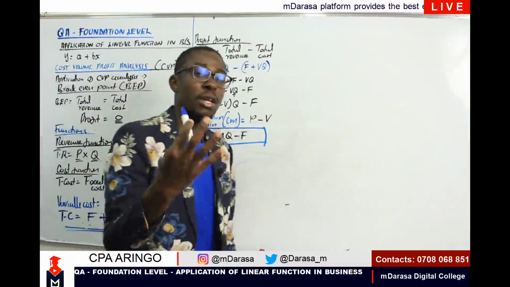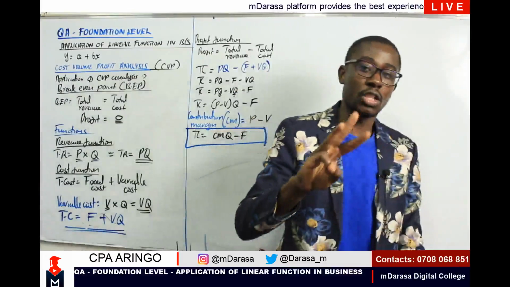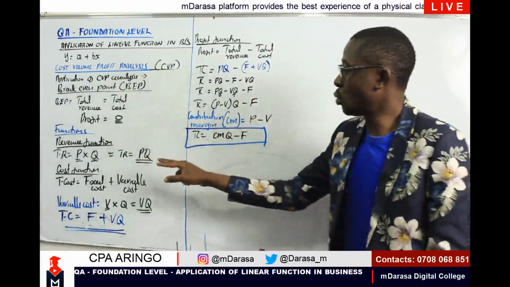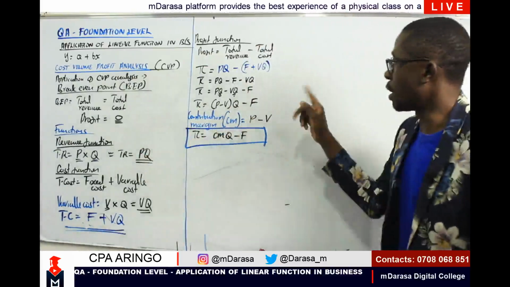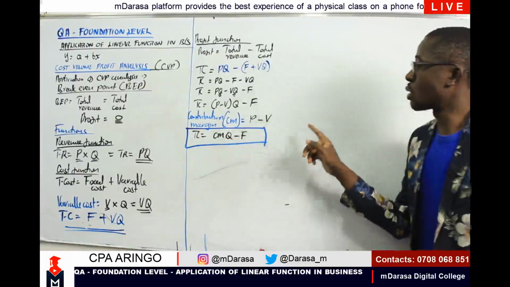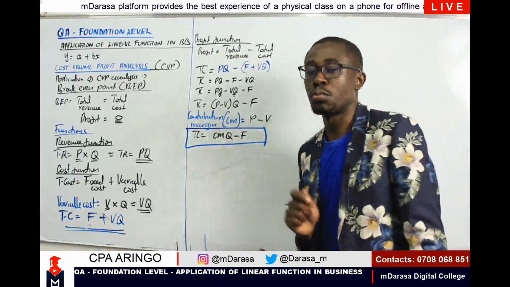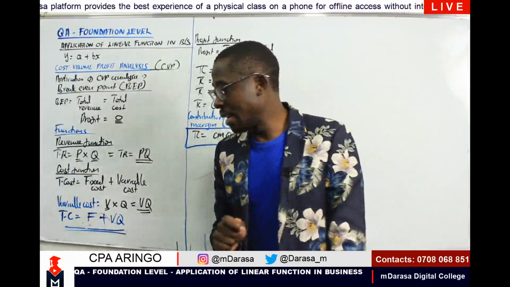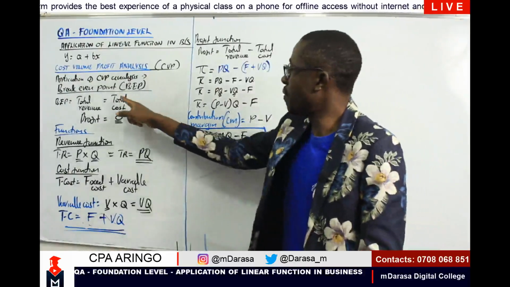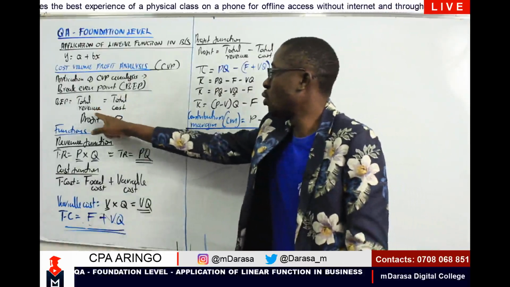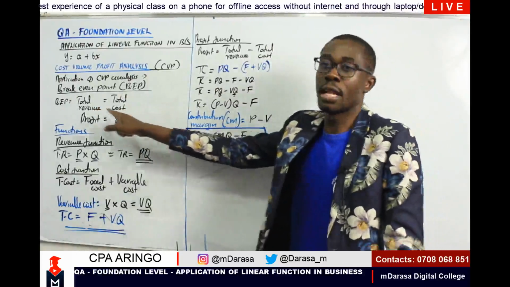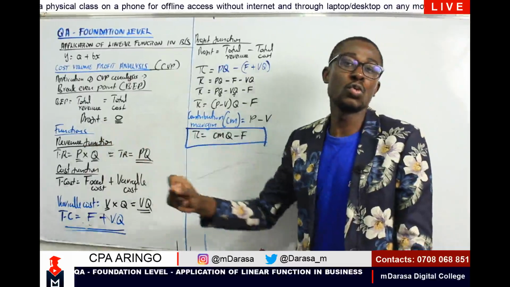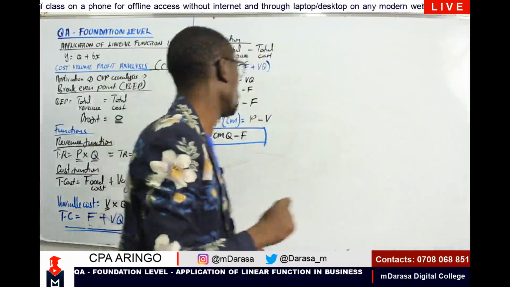So we are having how many functions, my good students? Three functions. Number one, we are having revenue function. Number two, we are having cost function. Number three, we are having profit function. And what have we said? We have agreed that at break-even point, our total revenue is equal to our total cost. Or in other words, my profit at this point is equal to zero.